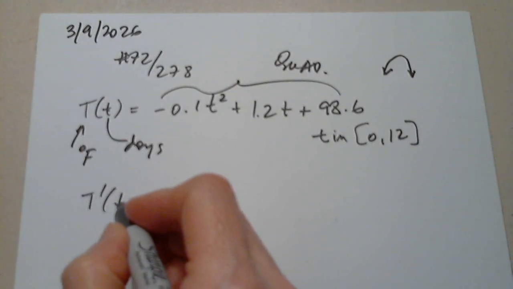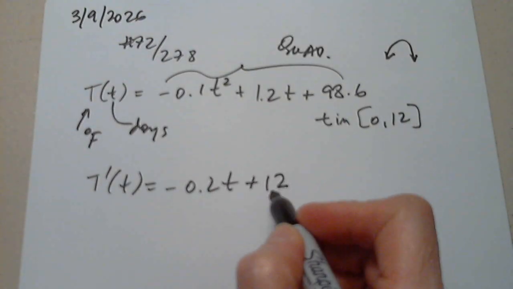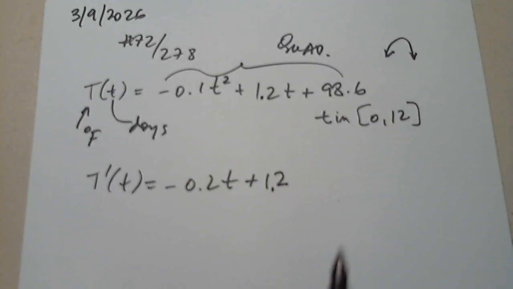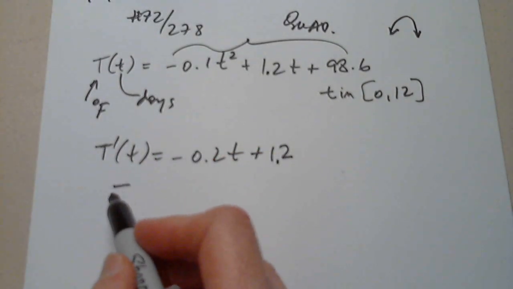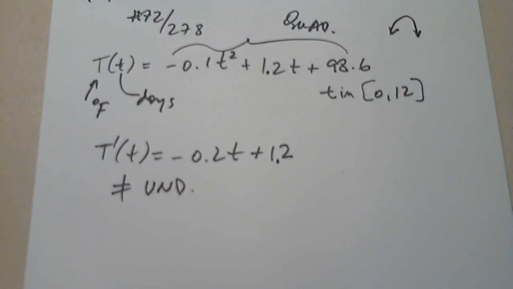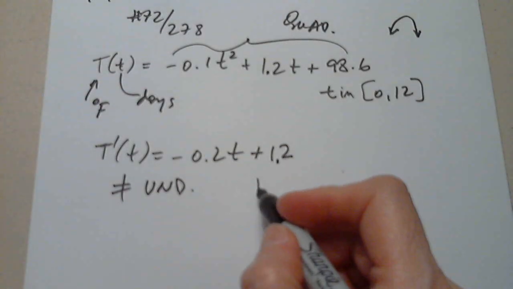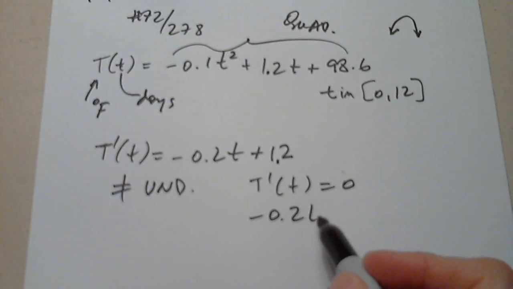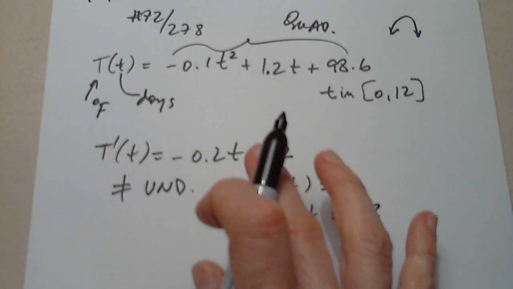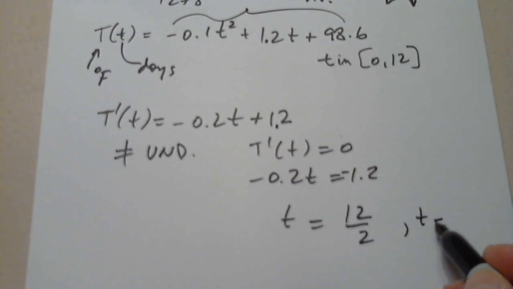So I have to find the first derivative, and I get negative 0.2 t plus 1.2, sorry. Okay. This is a linear function. It could never be undefined. Because remember, I always have to look for critical numbers coming from both sources. But it could be 0. T prime of t could be 0. Linear, so negative 0.2 t equals negative 1.2 when I move it to the other side. So t equals 12 divided by 2, so t equals 6.